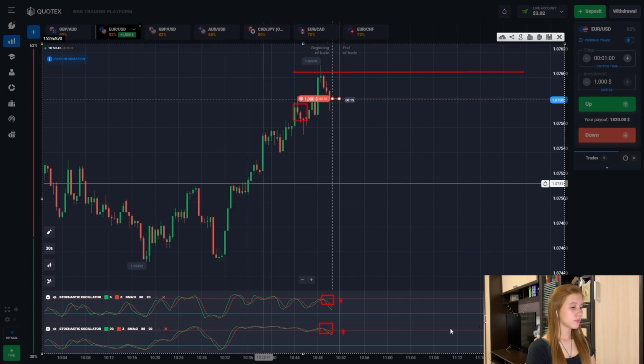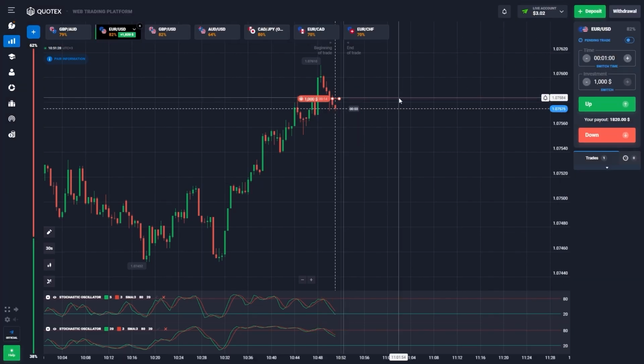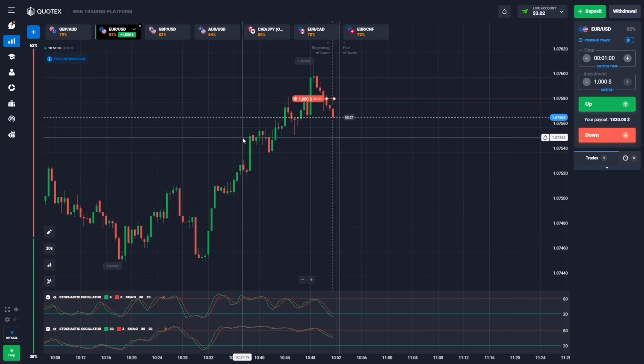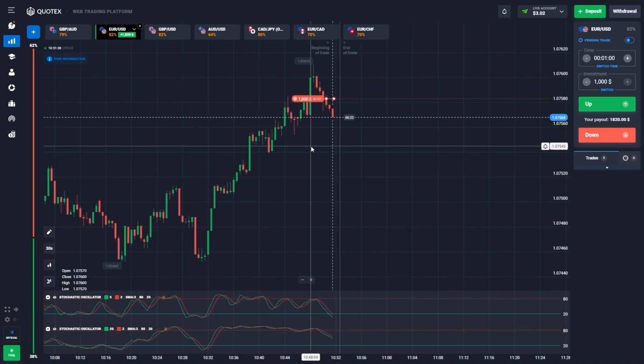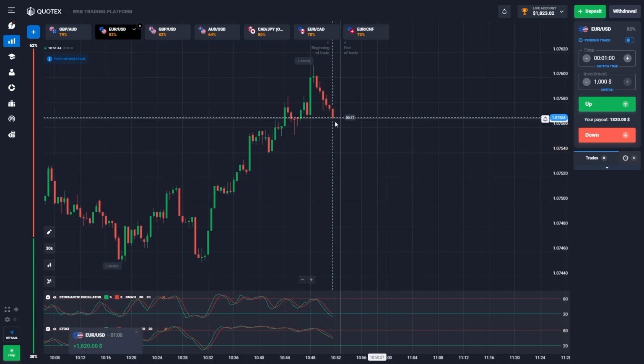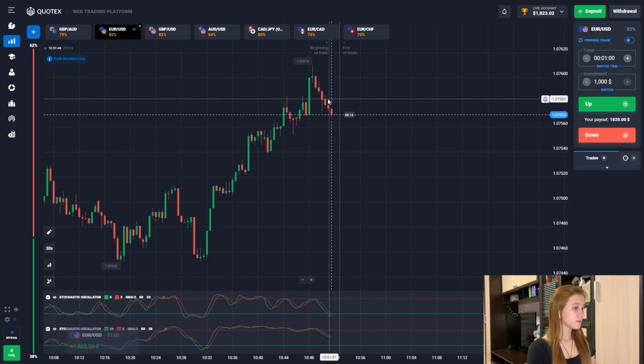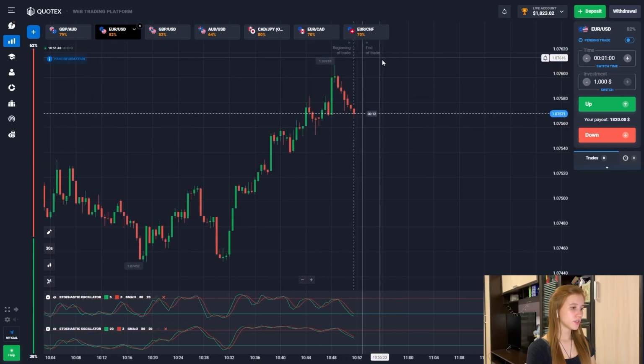Or now the moment will change. As earlier there was a small flat and the price was ascending. Or there will be a fake down trade. And good, one more trade in plus. Let's change the pair.